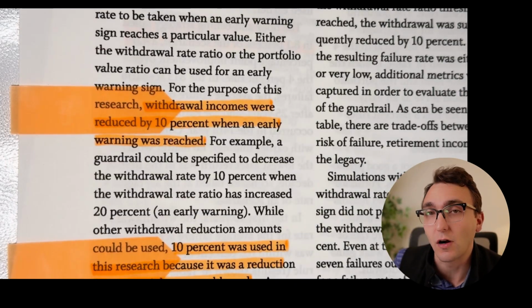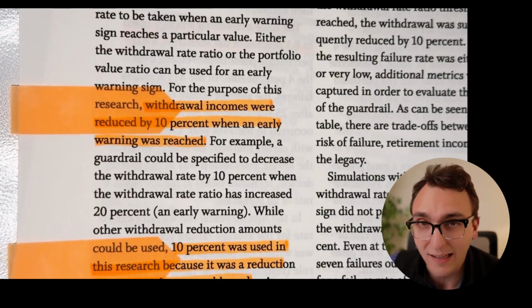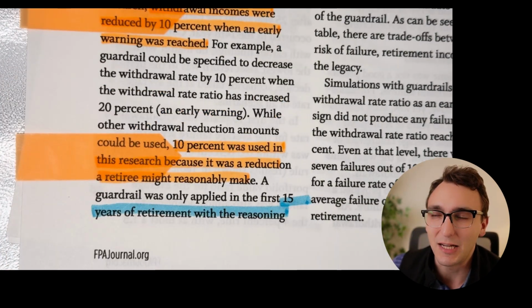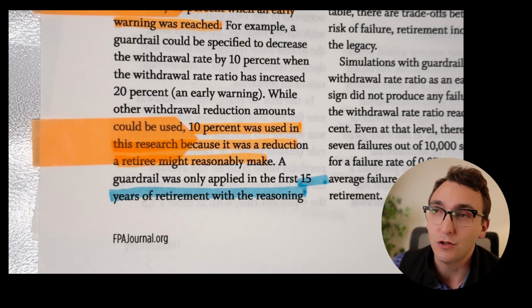Let's take a look at the actual guardrails now. So the withdrawal incomes were reduced by 10% when an early warning sign was reached. So remember, that could have been the nominal versus real portfolio value today versus when we started, or it could be the change in the percentage withdrawal. And 10% is going to be completely up to you, and it's going to be mostly dependent on how much of your budget is comprised of discretionary expenses. The other important thing is they only assume that you're going to make cuts within the first 15 years of retirement. Post 15 years and beyond, I guess they're thinking people are probably fine spending down more of their assets.